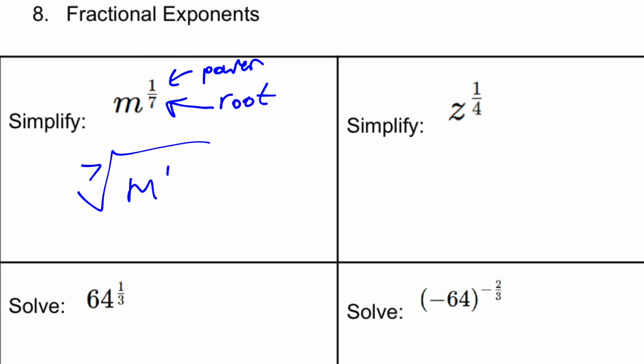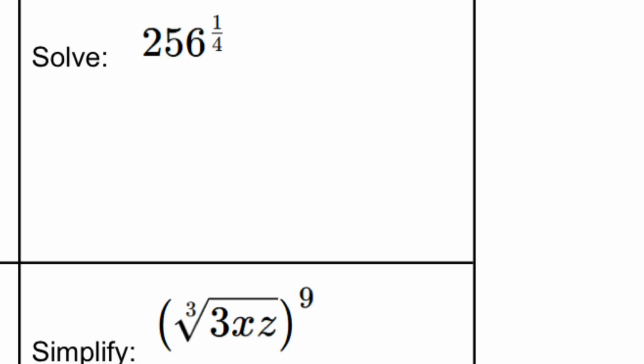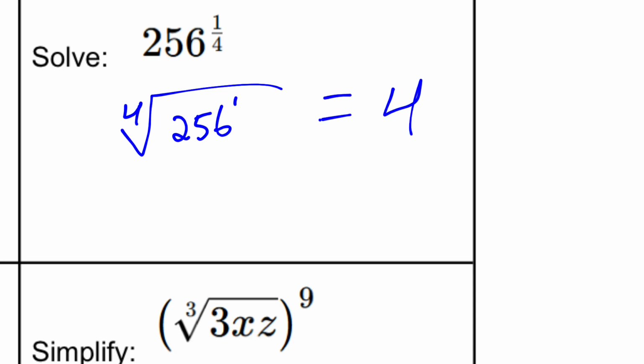And z to the 1/4 is the 4th root of z to the first. We are just rewriting these. So what does this mean? Can we go to our calculator and plug this in directly like this? We could. We can also think of it as the 4th root of 256 to the first power. Both of these will work. The answer for either one of these is going to give you 4.